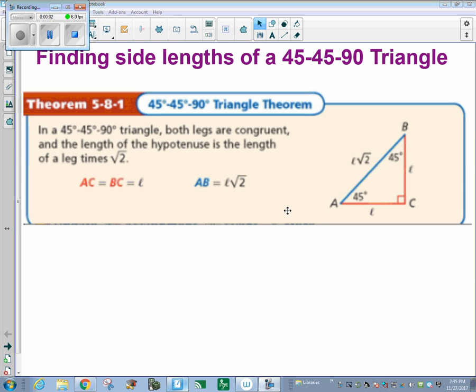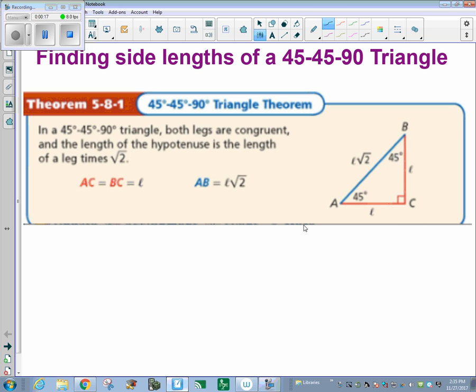Well, hello everybody. We're going to talk about finding side lengths in 45-45-90 and 30-60-90 triangles. I would pause the video and write this down. Basically what we're saying is in a 45-45-90 triangle, it's an isosceles triangle, so the two legs are the same length, and whatever those lengths are, the hypotenuse equals the leg length times square root of 2.